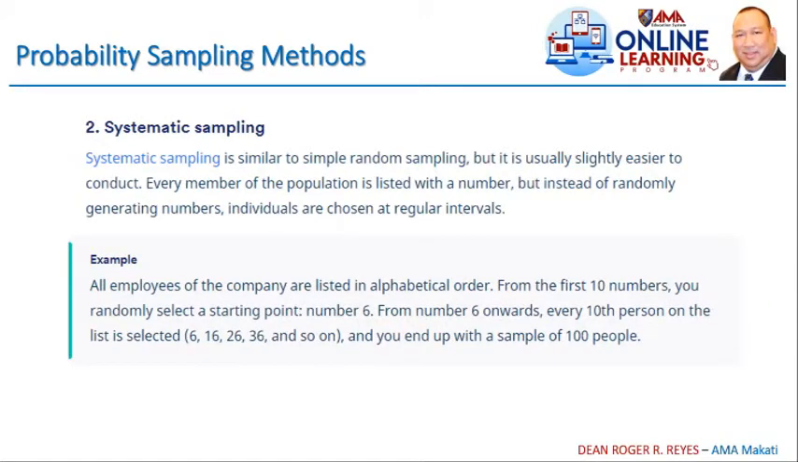From your list, ang pipiliin mo lang ay kung ano yung unang number. Kunyari, yung unang number na nabunot ko ay 3. O di, 3. And then every 10th person. Bakit 10th person? Kasi 1,000 divided by 100 is equal to 10. So, ang interval niya ay 10. Yan yun, ha?